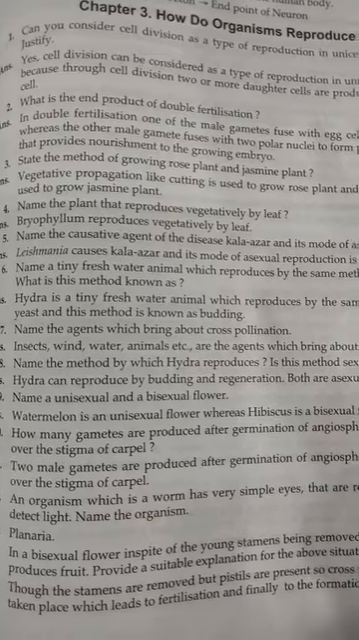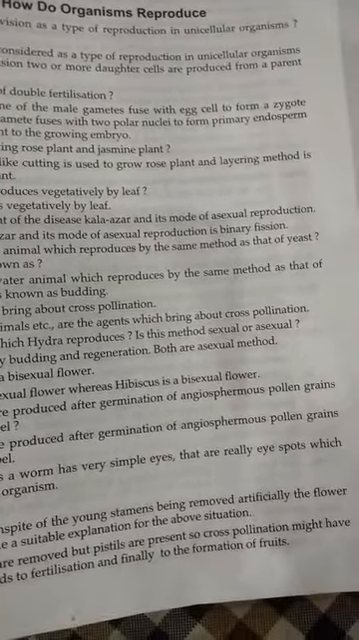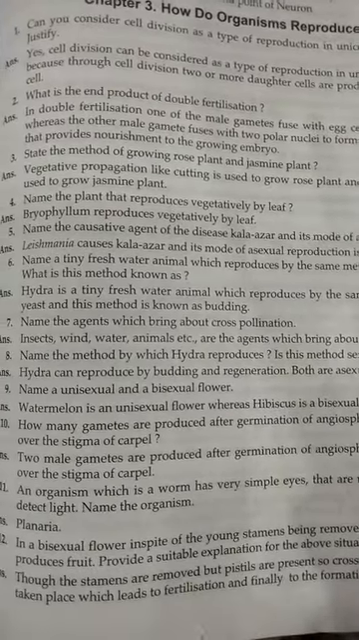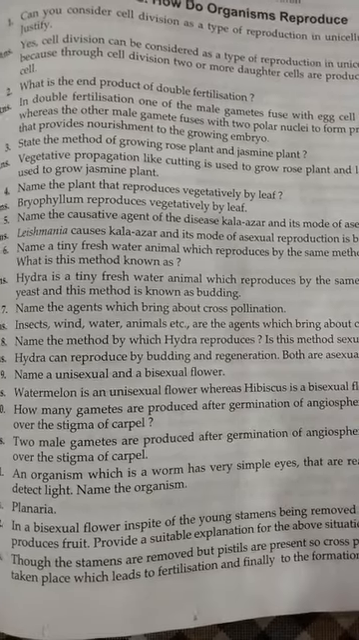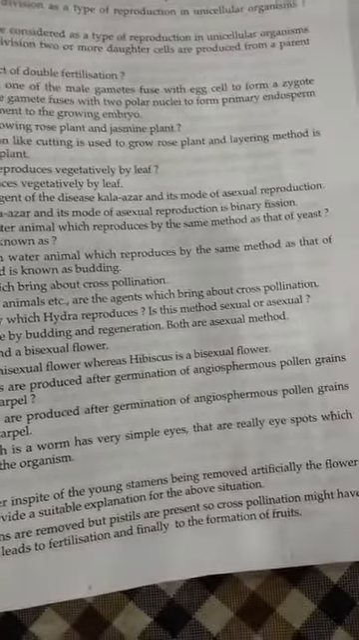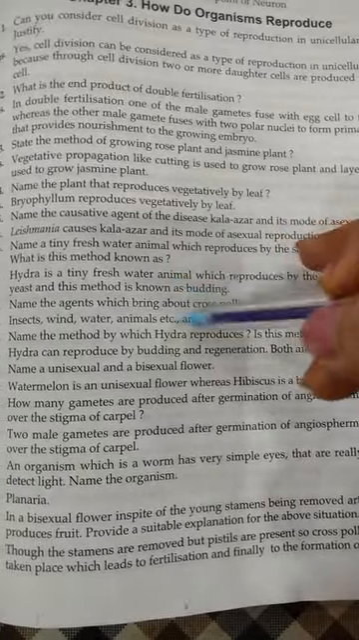Okay, now name a tiny freshwater animal which reproduces by the same method as that of yeast, that is budding. And what is this method known as? So Hydra is a tiny freshwater animal which reproduces by the same method as that of yeast, and this method is known as budding. Okay.